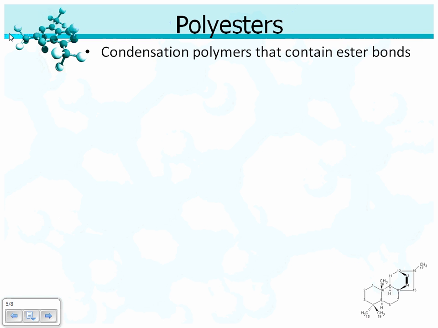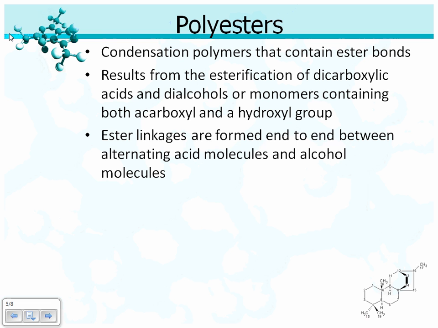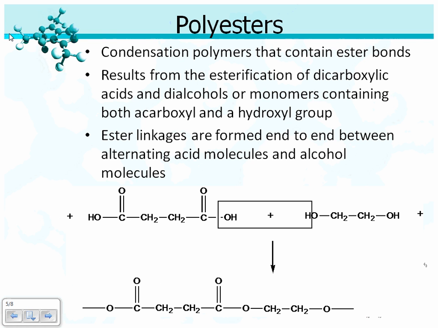So let's look first at polyester. Okay? Condensation polymers that contain ester bonds are called polyesters. Results from the esterification of a dicarboxylic acid and dialcohols, or monomers containing both a carboxyl and a hydroxyl group. So I'm going to show you some examples of this. The ester linkages are formed end-to-end between alternating acid molecules and alcohol molecules. And here's basically how it works.